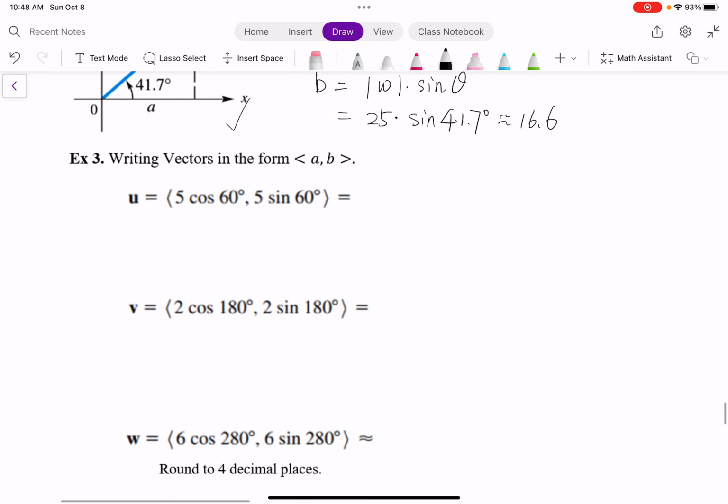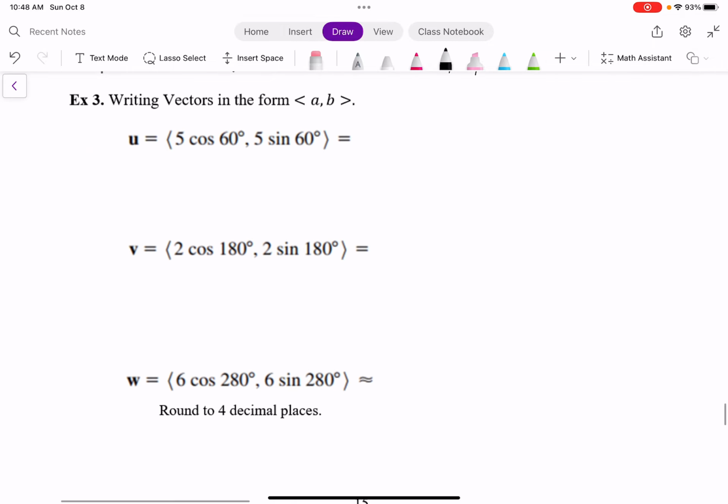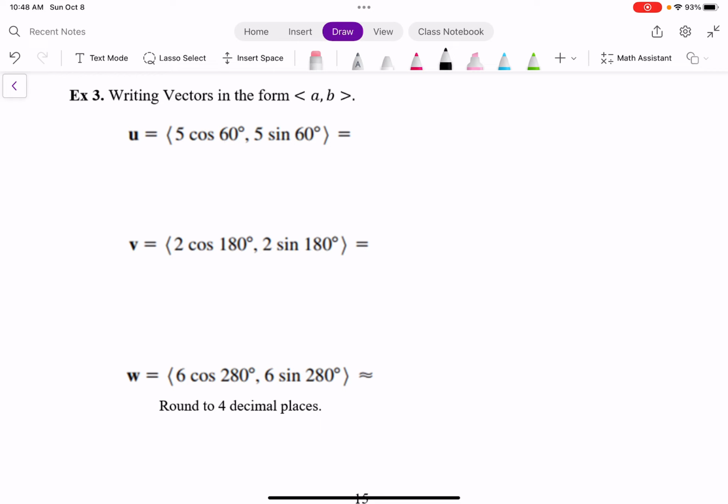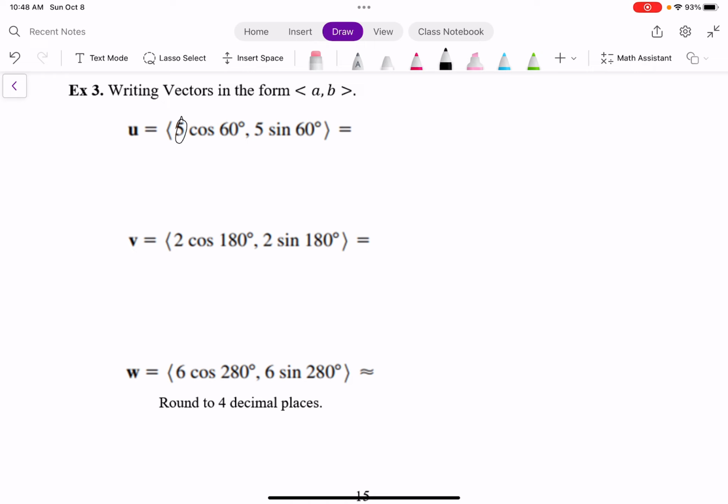All right, let's move on to the next one. Writing the vector in component form a comma b. U is given, so the 5 is the magnitude of u, and the angle is 60. This is super easy. We just evaluate the values. So 5 times cosine 60. What is cosine 60? 1/2. And then 5 times sine 60, square root of 3 over 2.